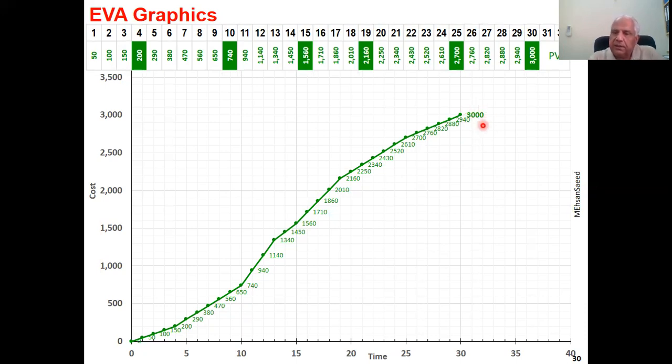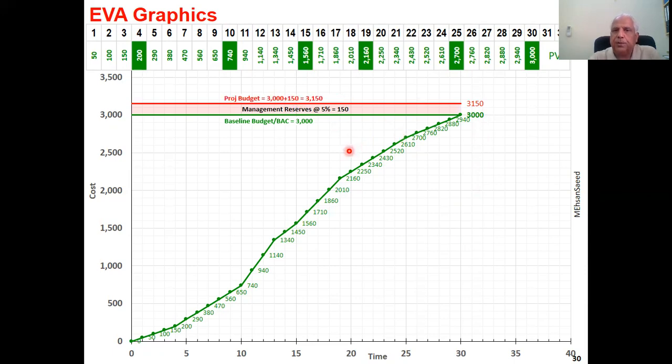Of course, the culmination is the BAC, budget at completion, if you're talking about cost, or it is the value of the project, that is 3,000, which is depicted over here. While on the subject, let's also add the management reserves. We assume that the company's policy is to allocate 5% of the project cost as its management reserves. So 5% of 3,000 is 150. So those are the management reserves. When management reserves are added to the budget at completion, what we get is the project budget. So the project budget in this case is 3,000 plus 150, which is 3,150.